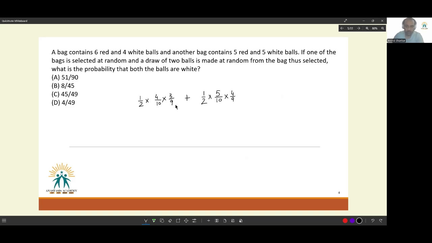And we have to simplify this. We get 12 plus 20 by 180, or 32 by 180. If I cancel the numerator and denominator by 4, I get 8 by 45, or option B is the right answer.